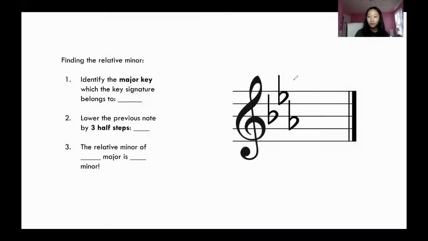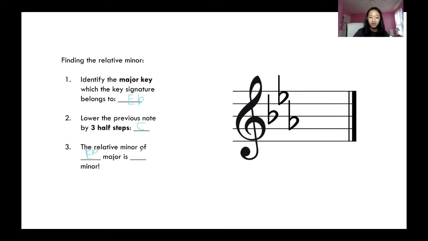So first of all, we see that there are flats in this key signature. We look at the second last flat, which is E flat, and that is the major key of the piece. So E flat. And then we're going to lower E flat by 3 half steps. So we start: E flat to D is 1, D to D flat is 2, and then D flat to C is 3 half steps.